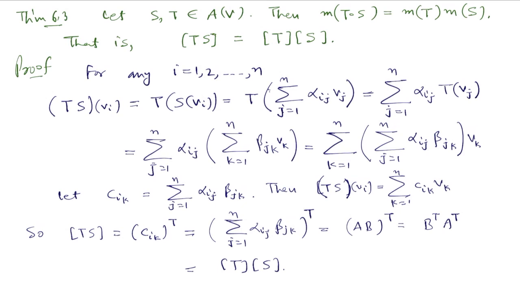Now in this theorem we shall prove that for the same mapping m, when we apply this mapping m on T∘S, the composition of T and S, this gives us m(T) times m(S). That is, the matrix of TS is the same as the matrix of T times the matrix of S.